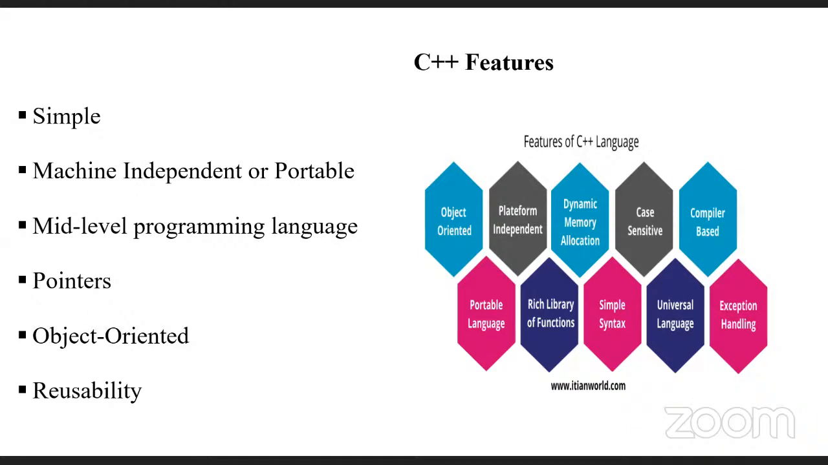First, I'll move on to why it is simple. Since it is object oriented programming, it is easy to write programs. Compared to C, it is very easy to read and write. So C++ is very simple compared to C. Next feature is machine independent.